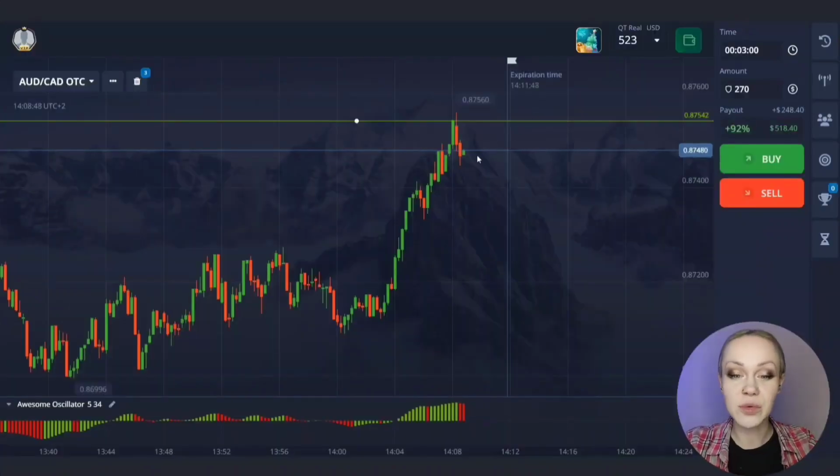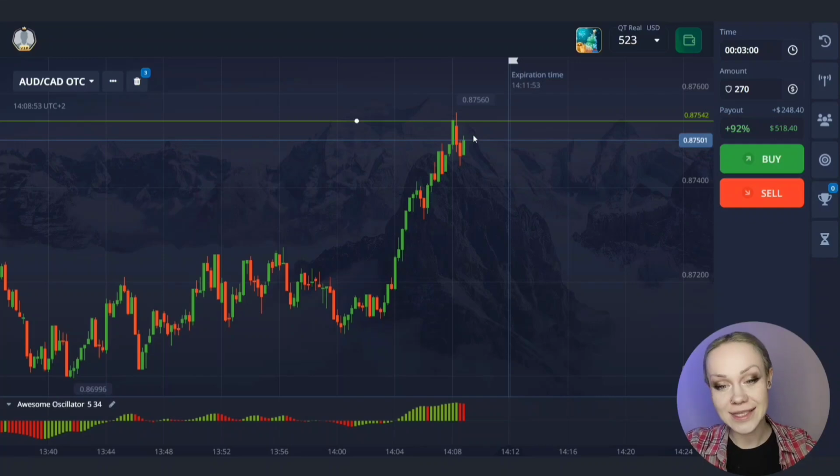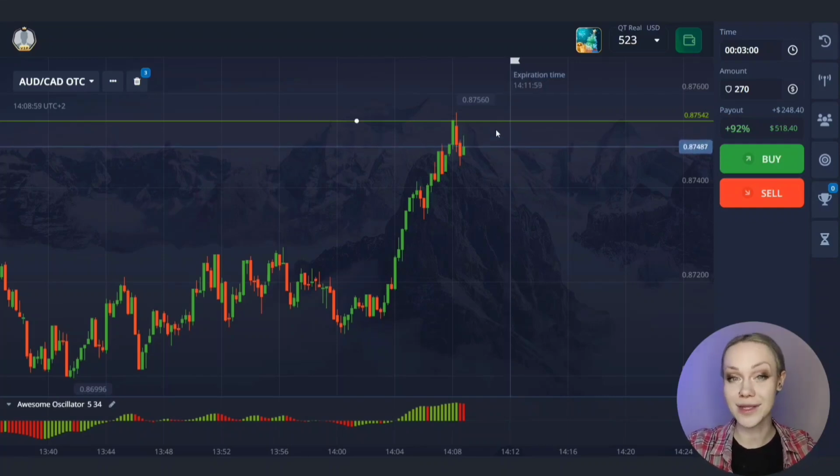The price continued to move towards the level and we made a profit. 3 minutes was enough for us. These cases are showing themselves well, so let's continue trading and look at some other working cases.